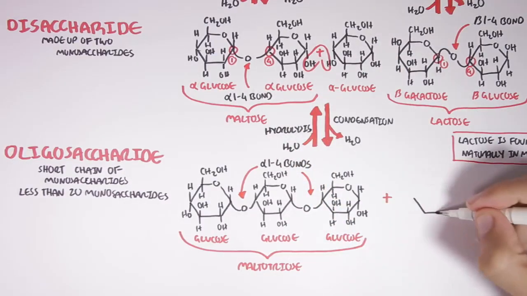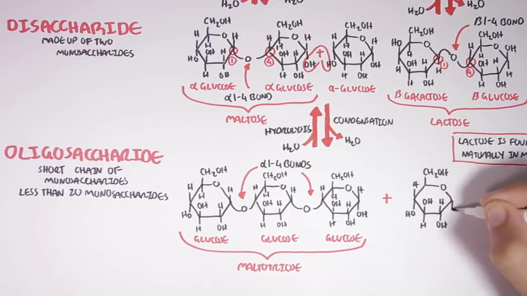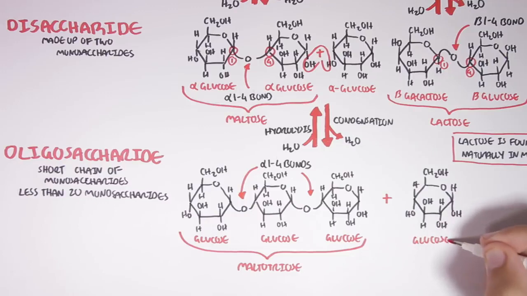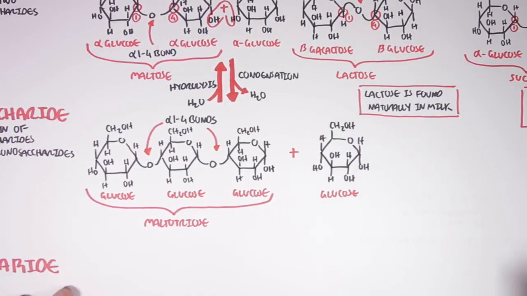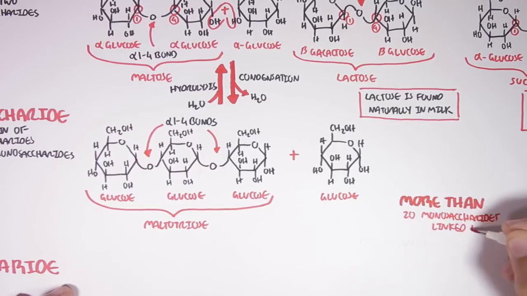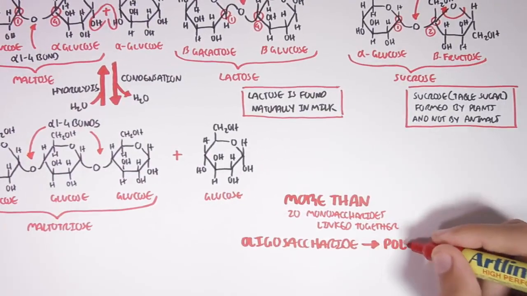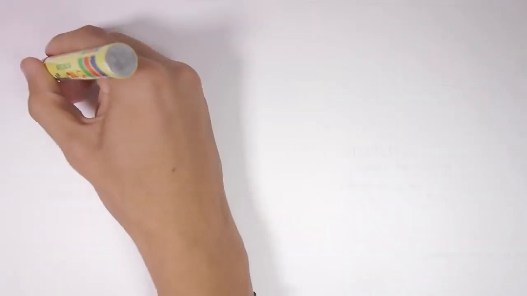And this structure can keep growing with the addition of more glucose molecules. But when the oligosaccharide eventually exceeds 20 monosaccharides with 20 bonds, the carbohydrate is then referred to as a polysaccharide. So from an oligosaccharide, it becomes a polysaccharide.